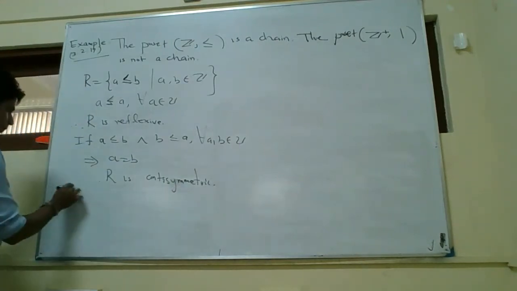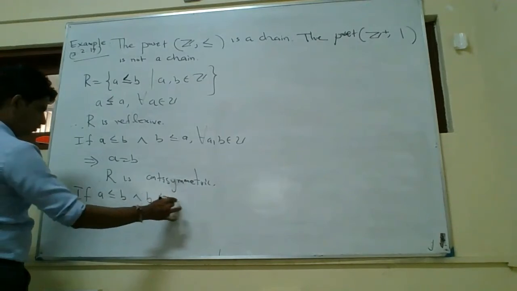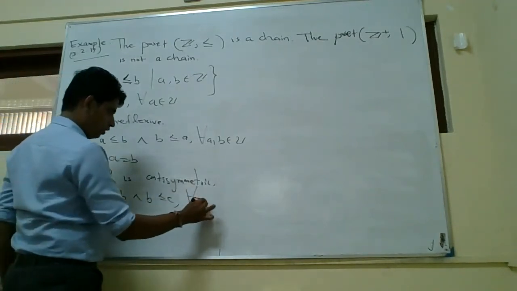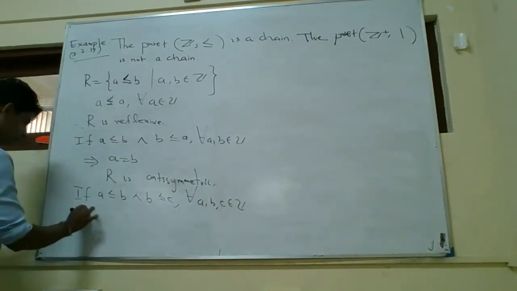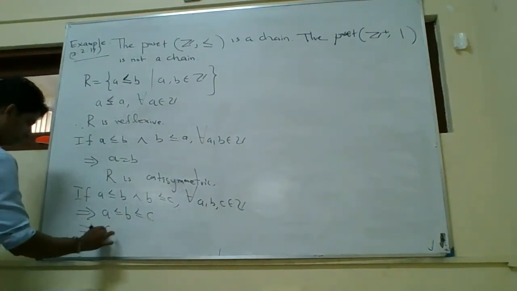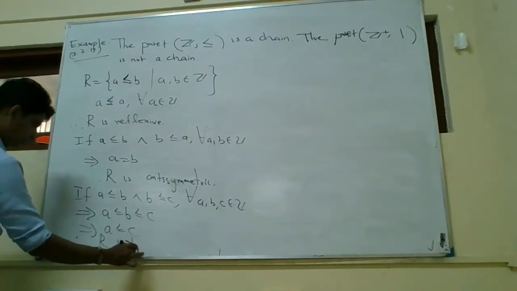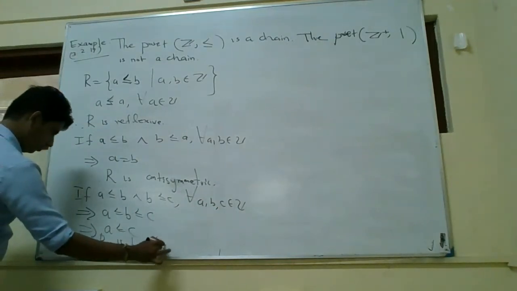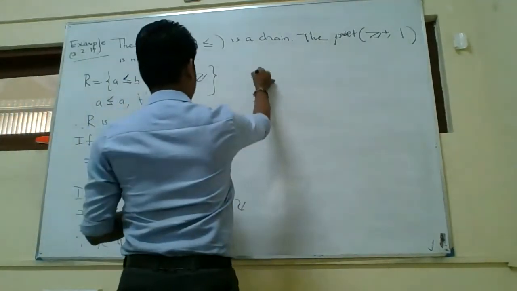Transitive if A less than or equal to B and B less than or equal to C, for all A, B, C belonging to the set. Therefore A less than or equal to C. Therefore R is transitive. Therefore R is a partially ordered set.